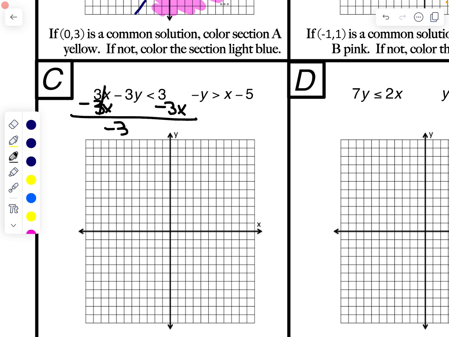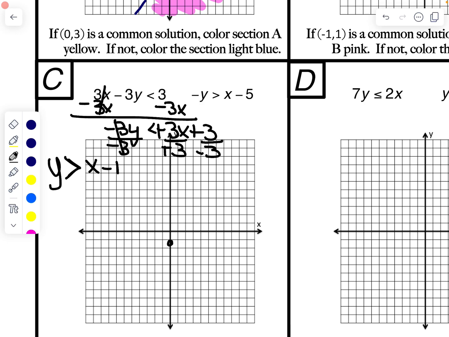which gives me negative 3y is less than negative 3x plus 3. Now I'm going to have to divide everything by negative 3, which means I will have to reverse the inequality, or flip the inequality sign. So now it's going to become greater than, and then negative 3 divided by negative 3 would be just positive 1x. And this would be divided by negative 3 also. 3 divided by negative 3 is negative 1. So it just becomes y is greater than positive 1x, or just x, minus 1.